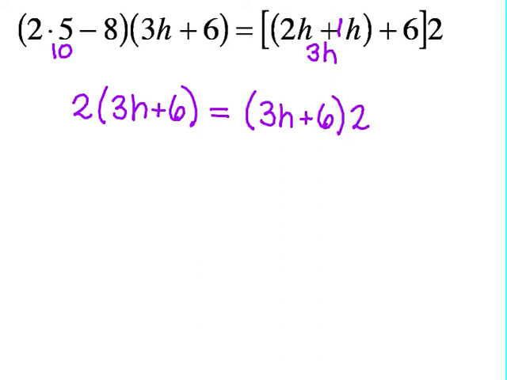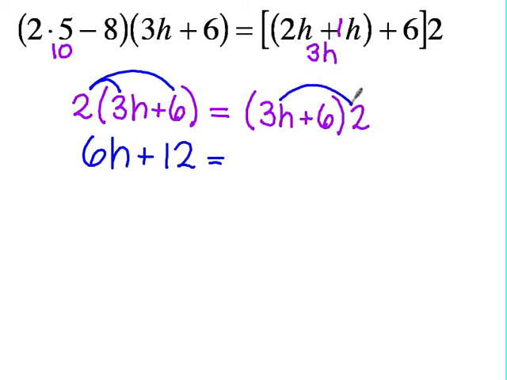So now, let's go ahead and distribute. When I distribute the 2, because this is what we did yesterday, when I distribute that 2 to each of those, what do I end up getting? 6h plus 12. For those of you wondering where that came from, 2 times 3 is 6h. 2 times 6 is 12. What do you get on the right side when you distribute the 2?